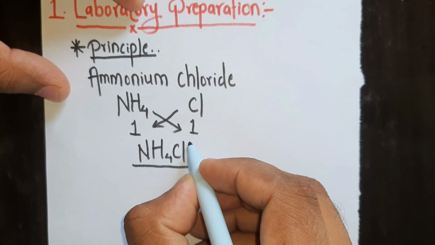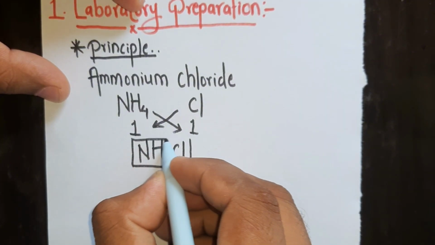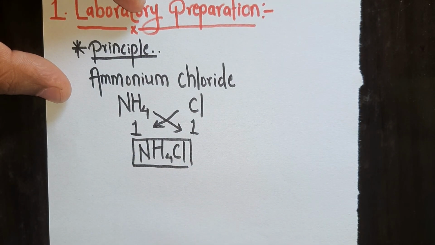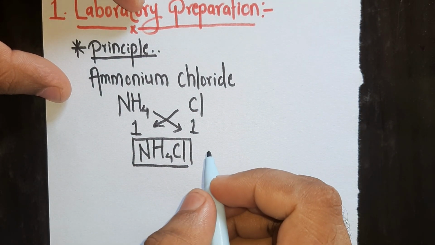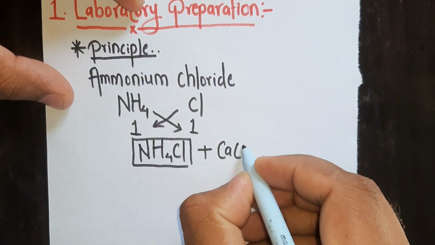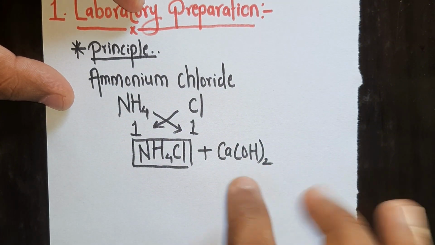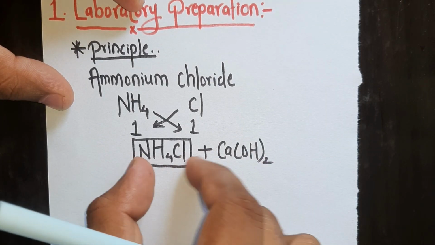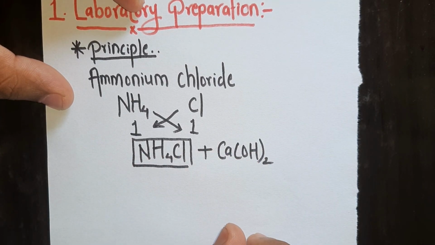And why do you need this ammonium chloride? Because it is one of the important components during the preparation of ammonia gas. Ammonium chloride, when it reacts with calcium hydroxide, forms ammonia gas. What is the formula of calcium hydroxide? Can you recall it? The formula of calcium hydroxide is Ca(OH)2. Now whenever these two compounds react with each other, it forms ammonia gas. Let's write the full chemical reaction.